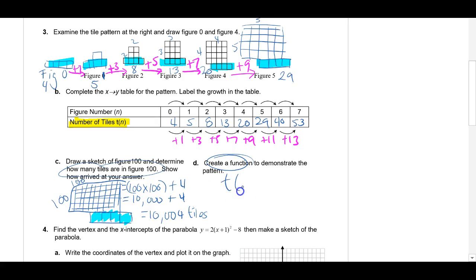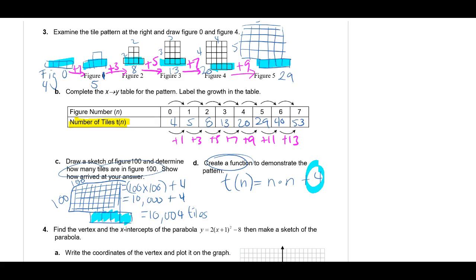So if it's t of n, then I'm going to start it with t of n. So t of n is equal to, and the variable we're going to use is n, which represents the figure number. And to get the total, this 104, I had to multiply one side by the other and then add 4. Well, where did I get this number 10 from? That came from the figure number, n. N times n. So, n times n, and then, don't forget, add the 4. I say over and over again, don't forget that 4.